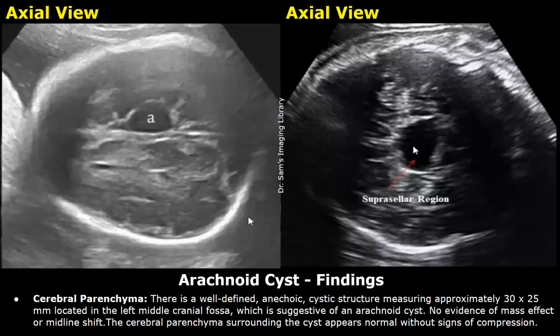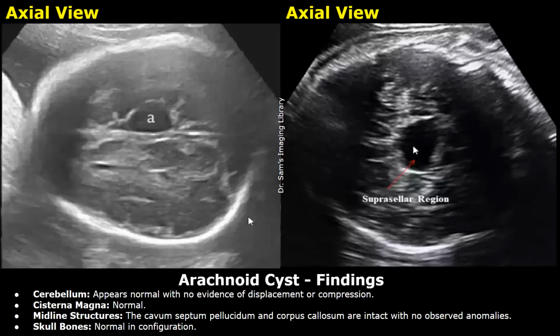Cerebral parenchyma. There is a well-defined anechoic cystic structure measuring approximately 30 by 25 millimeters located in the left middle cranial fossa, which is suggestive of an arachnoid cyst. No evidence of mass effect or midline shift. The cerebral parenchyma surrounding the cyst appears normal without signs of compression. The cerebellum, cisterna magna, midline structures and skull bones are normal.